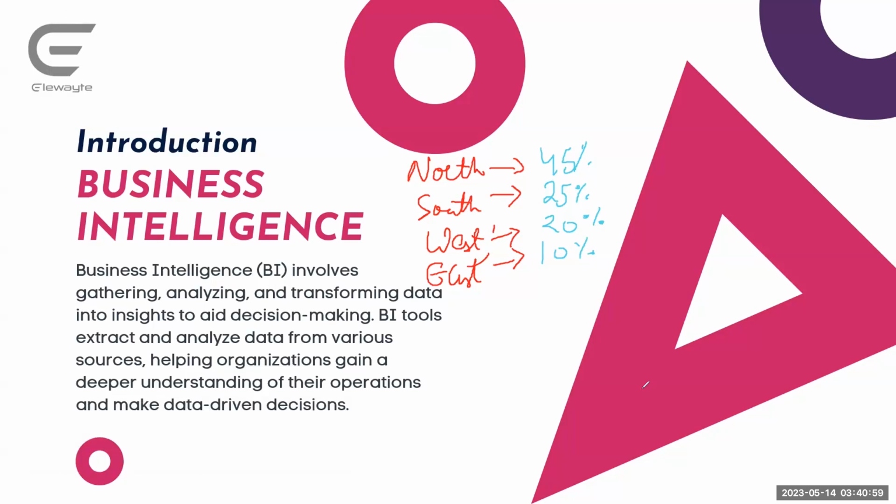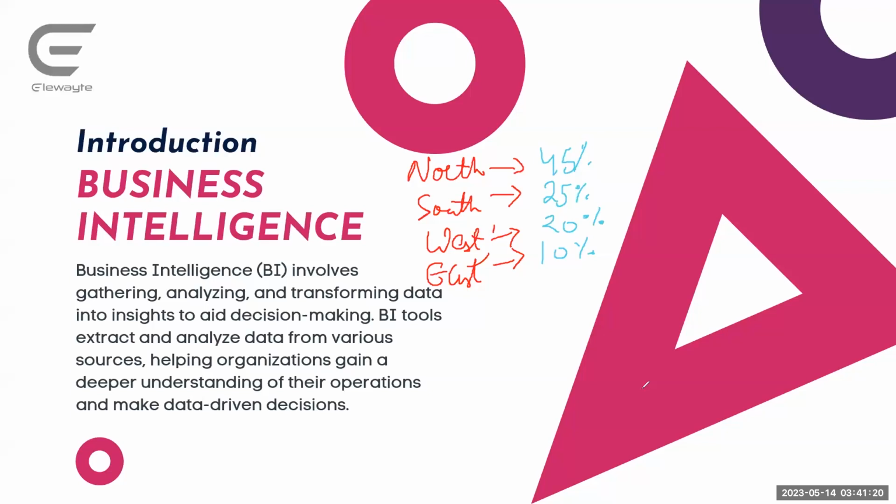So we just saw this. This is what we analyzed. We got to know 45% is north, 25% is south, west is 20%, and east is 10%. I hope this calculation is right. Yeah, that calculation is correct. So we got to know this data here.